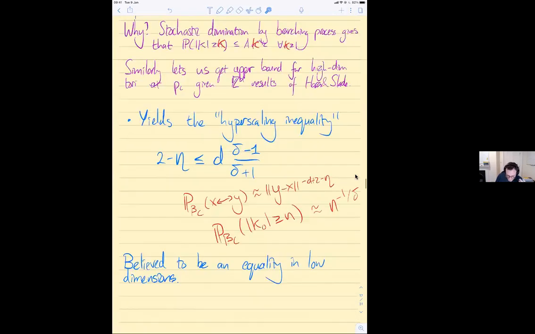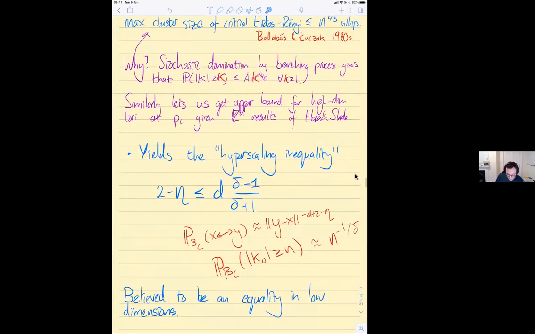So one way to think of this is that it gives you a rigorous hyperscaling inequality, so that these exponents eta and delta that we defined before are related via this inequality. Again, this is expected to be an equality in low dimensions and a strict inequality in high dimensions.